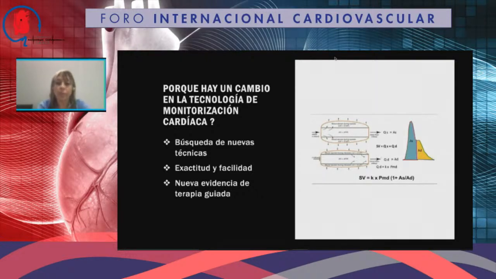Entonces, a pesar de que tenemos el catéter de arteria pulmonar y entra a la sala como protagonista principal el eco transesofágico, empiezan a surgir otras tecnologías para detectar varias variables que para nosotros, sin lugar a dudas, son indispensables. Y empiezan los cambios en la aproximación al gasto cardíaco y a las variables que necesitamos cuando tenemos una cirugía cardiovascular, cualquiera que fuese. Entonces se empiezan a buscar nuevas técnicas que sean más fáciles, más exactas, y empieza la literatura a hablar de las nuevas terapias y el seguimiento guiado por objetivos.